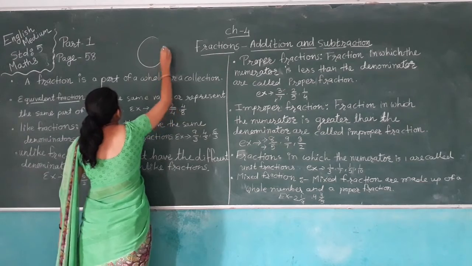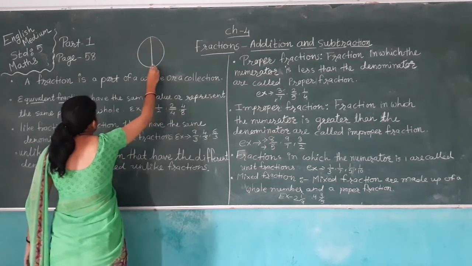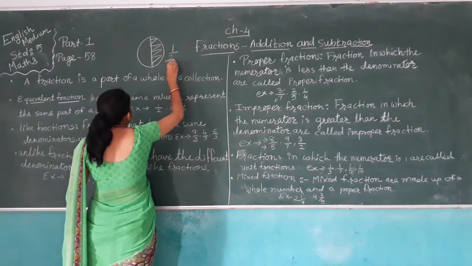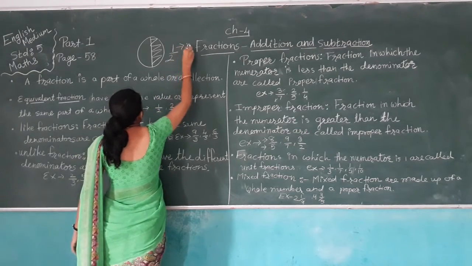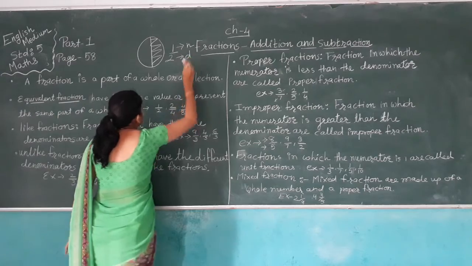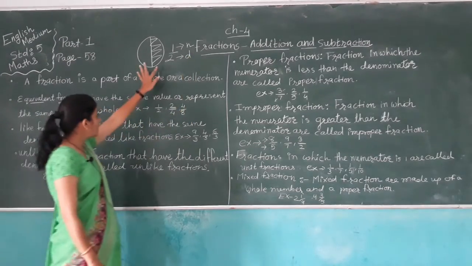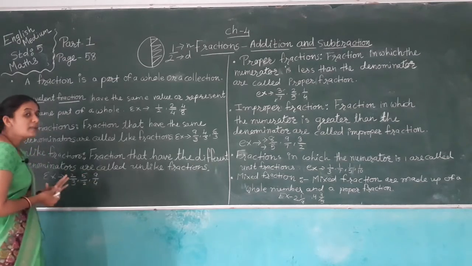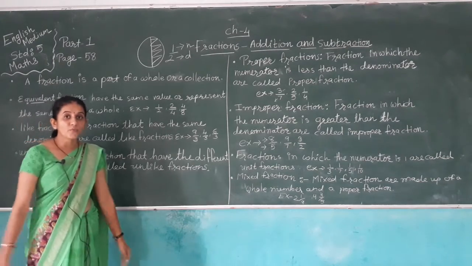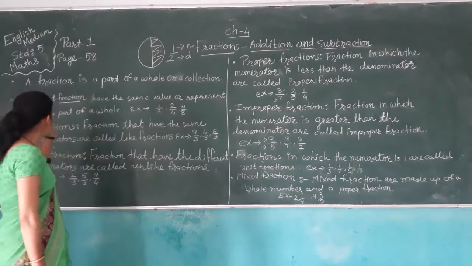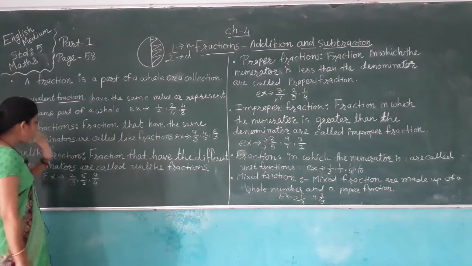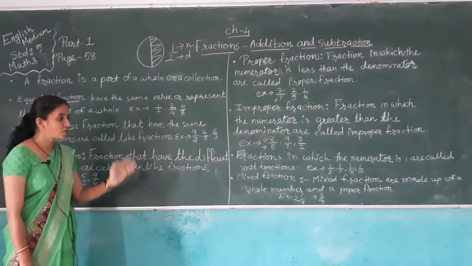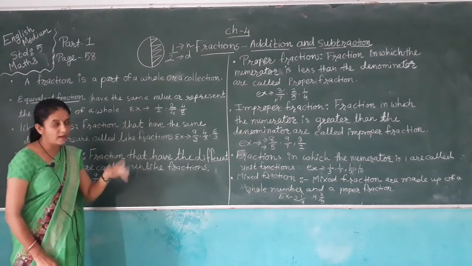Here one circle may be divided into two parts. That means it's called a fraction. 1 out of 2. This one is called the numerator and this one is called the denominator. Now, in fractions there are more types: equivalent fraction, like fraction, unlike fraction, proper fraction, improper fraction, unit fraction and mixed fraction.